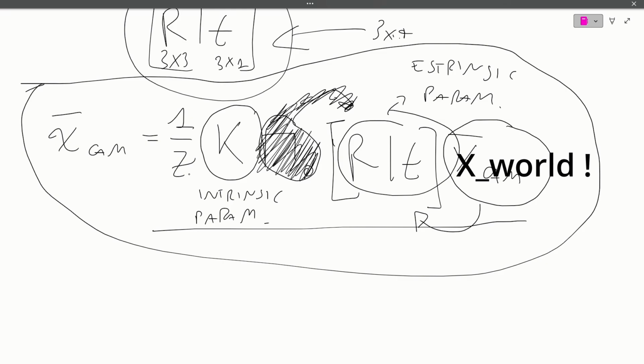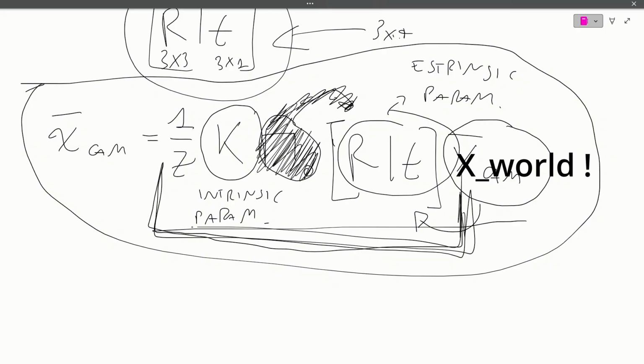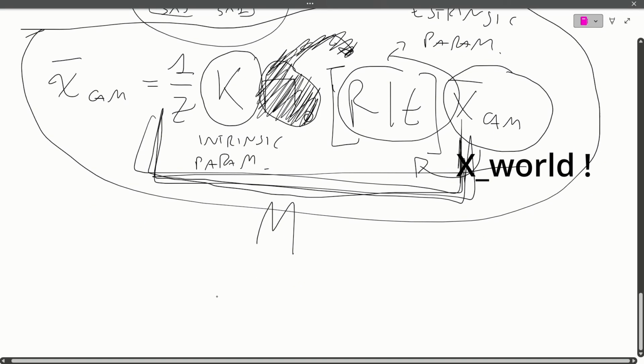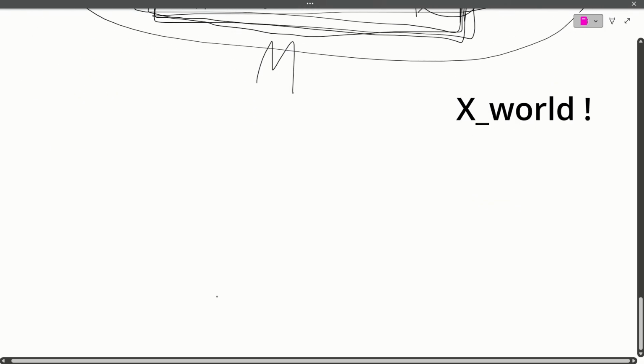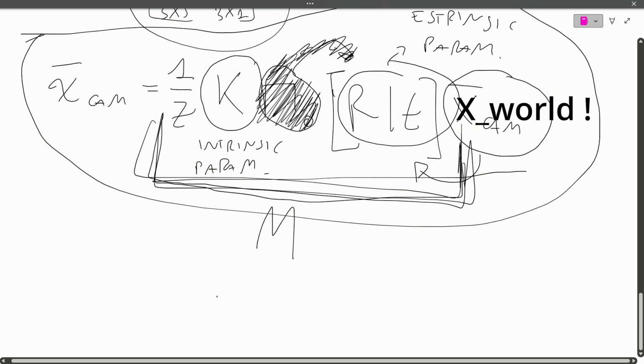We can now give a name to all of this. We can say that all of the parameters that we need, all of the things that we need, are called M. Now we can find M. How can we find M?